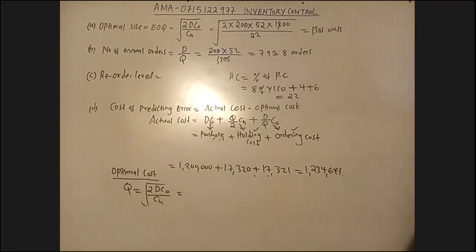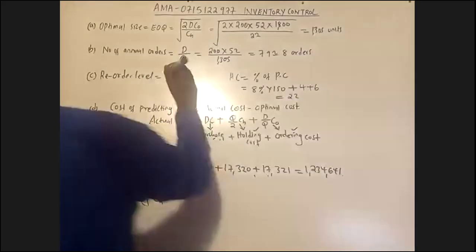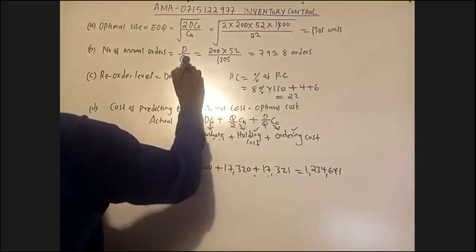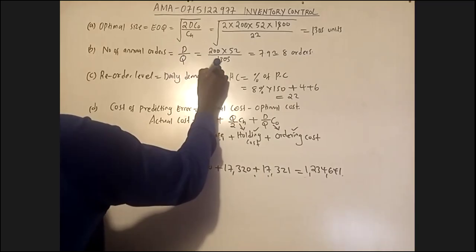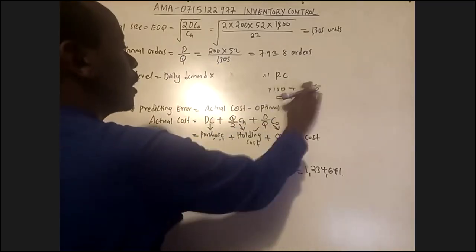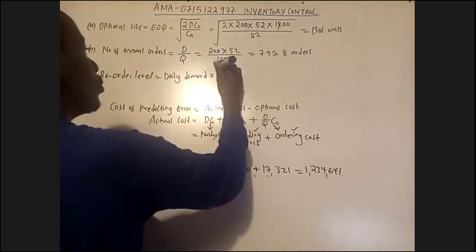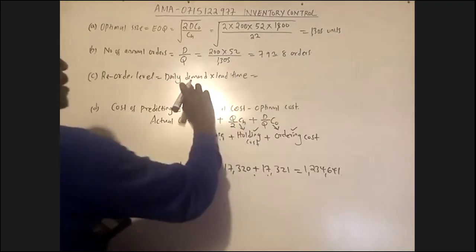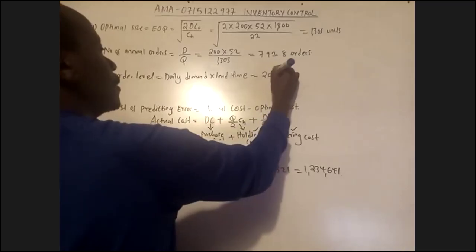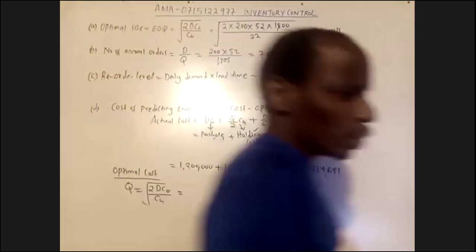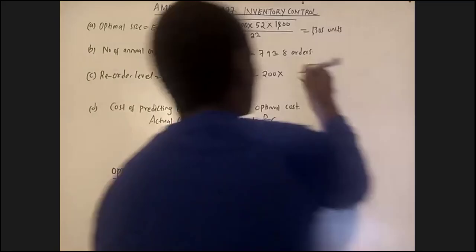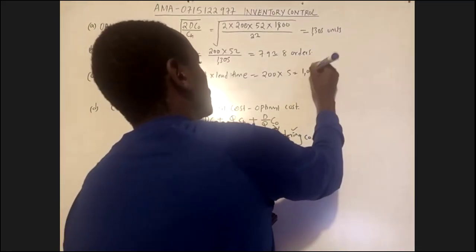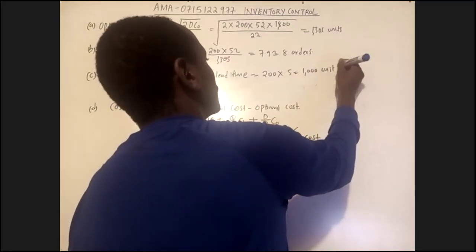The reorder level is daily demand times lead time. What is the lead time? In our case, we take demand as 200 times lead time. So the question has a lead time of how much? 5 weeks. So the reorder level is 1000 units.